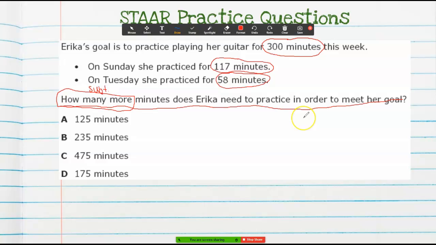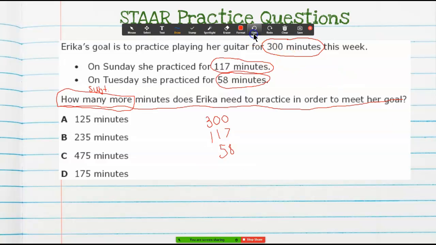Okay? So I know she's trying to get to 300. That's what she's trying to get to. Okay? And it tells us what she's practiced so far. It says that she's practiced 117 minutes and 58 minutes. Now, I can't stack 3 numbers and subtract. I can't just put 117 and 58. Okay, I can't do that if I'm subtracting. I can't just stack 3 numbers in a subtraction problem.